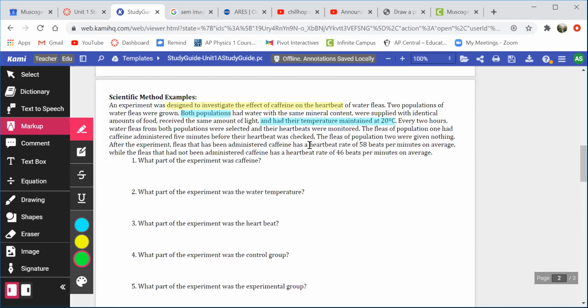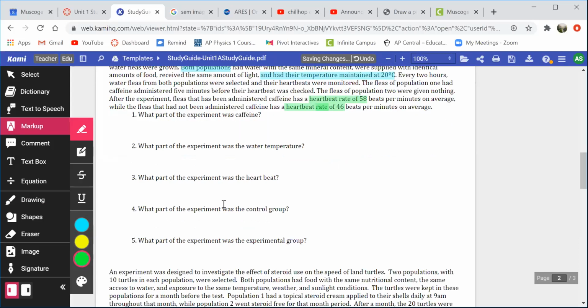The dependent variable. There we go. So I want you to notice, right here, we have heartbeat rate of 58 and heartbeat rate of 46 beats per minute. So we measured these at the end, and so that's going to be our dependent variable.